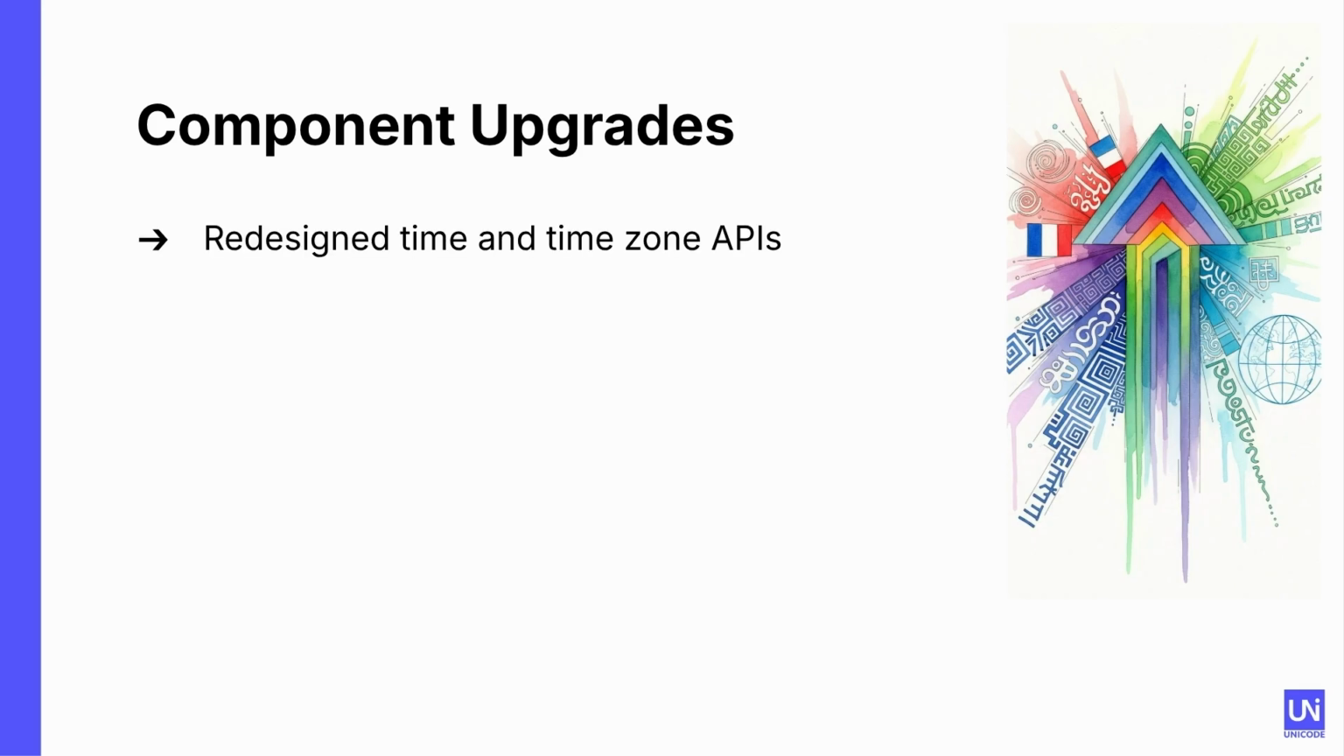One example is redesigned time and time zone APIs. My colleague Robert Sebastian did a lot of work here. There's so many problems with time zones that we've had talks at this conference before about all the problems with time zones. We've done a lot of work in order to make progress on making time zones and time zone display names work properly, work the way that users expect them to work.